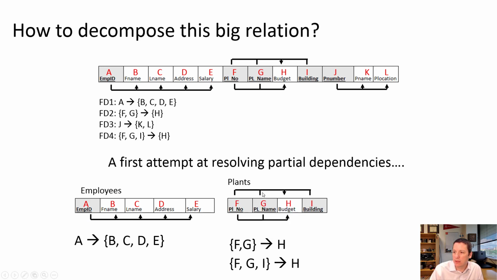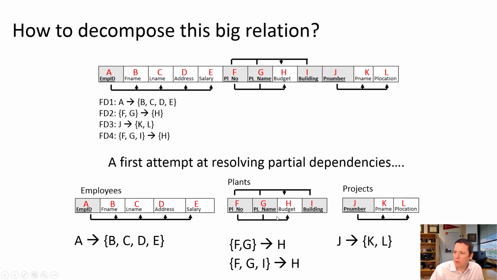Okay, we could do a similar thing with plants, where we take these functional dependencies, FG determines H and FGI determines H, and move those out into their own relation. And same for projects, J determines KL. Now we have a good desirable functional dependency here.